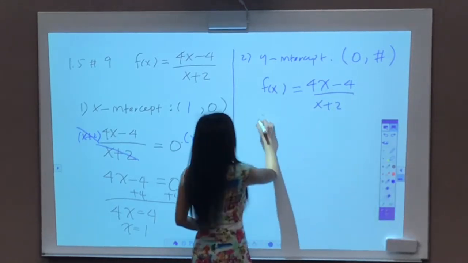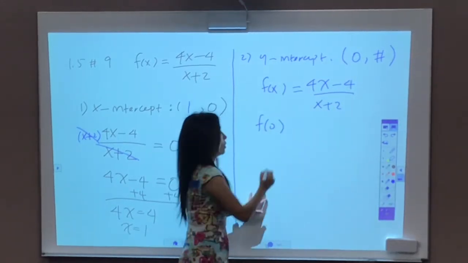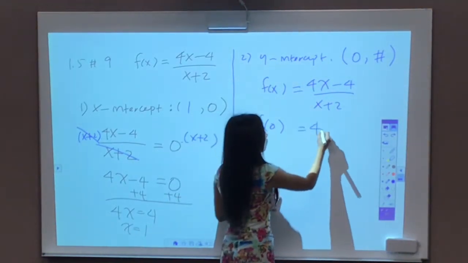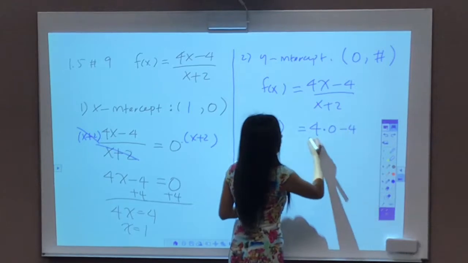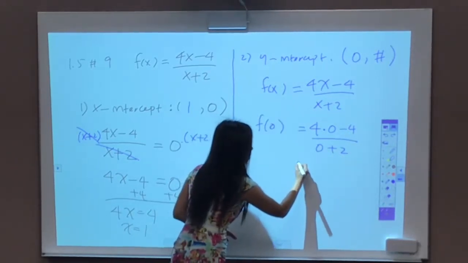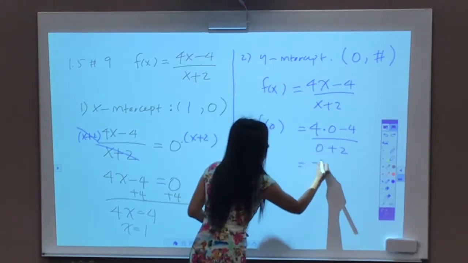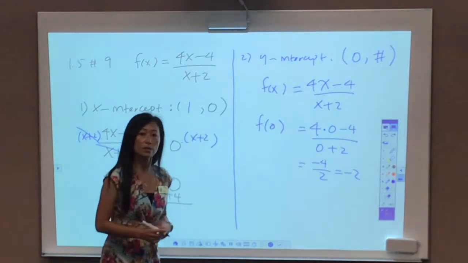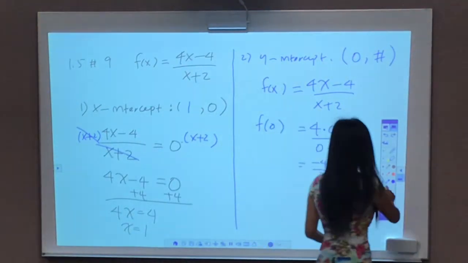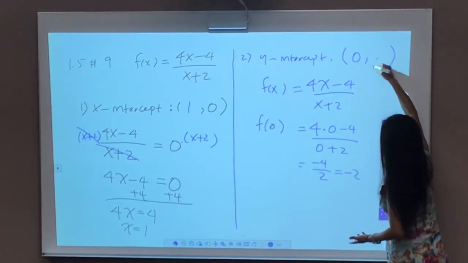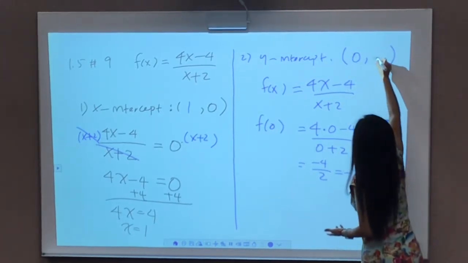So I have 4 times 0 minus 4 over 0 plus 2. What do you have then? That gives you negative 4 divided by 2, which is what? Negative 2. So do I have a y value now? So what's my y-intercept? Negative 2. So far, so good? Okay.